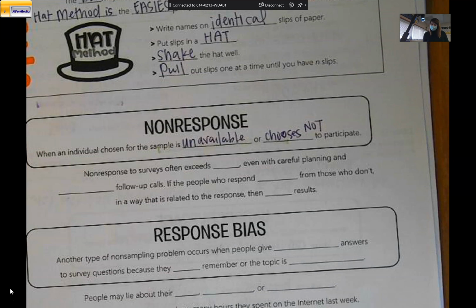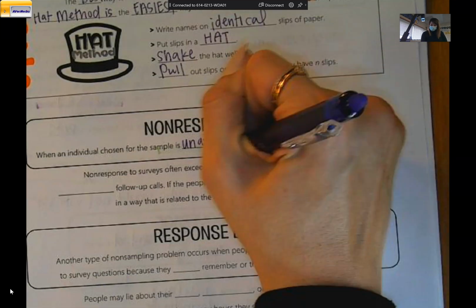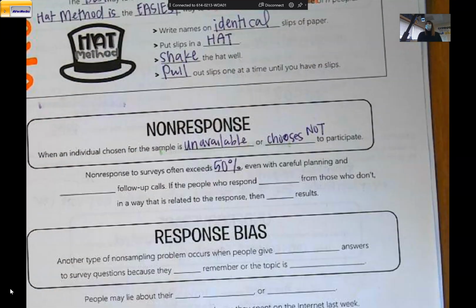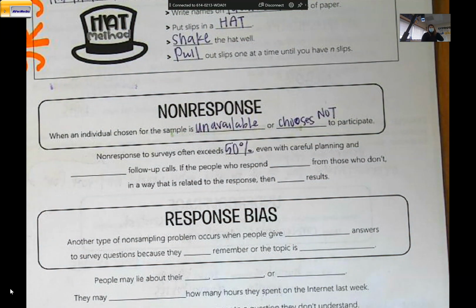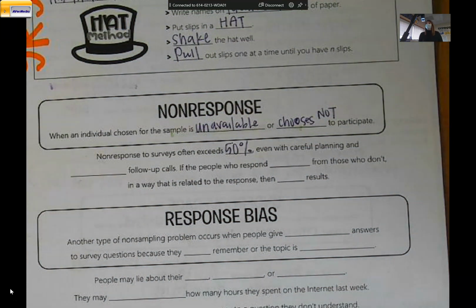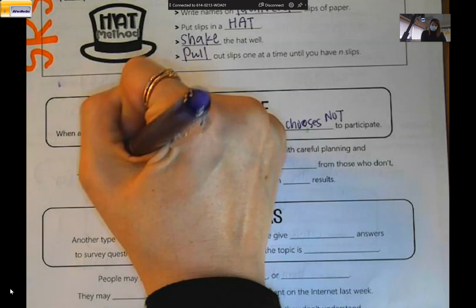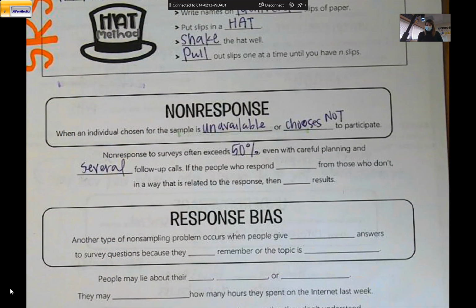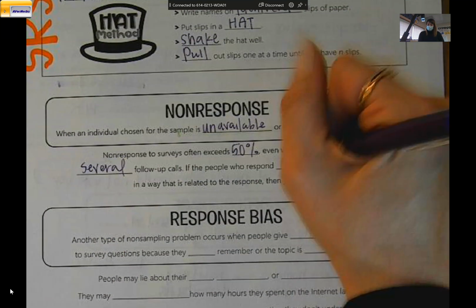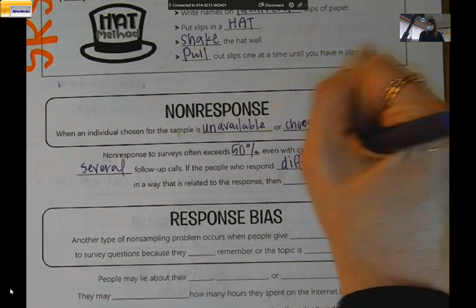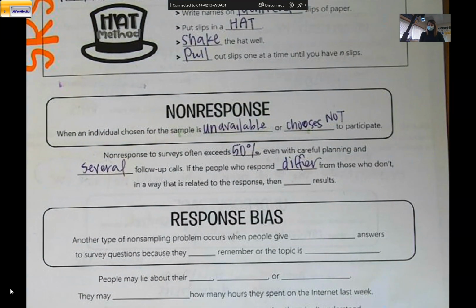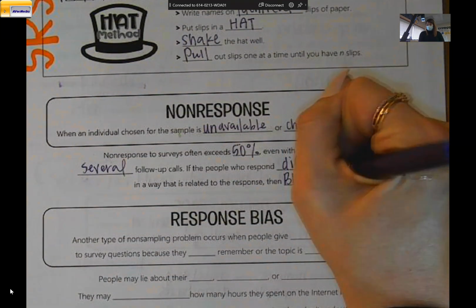Non-response to surveys often exceeds 50%. So even when you do everything right, it's still hard to get a hold of people. So it often exceeds 50%, even with careful planning and several follow-up calls. If the people who respond differ from those who don't in a way that is related to the response, then bias occurs.